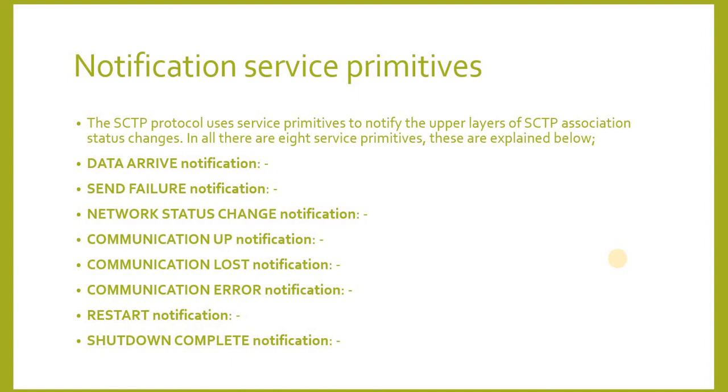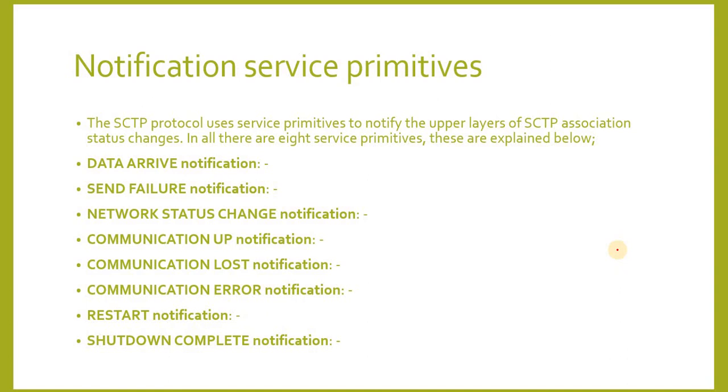Network status change notification. This is used when a destination transport address is marked inactive, e.g., when SCTP detects a failure, or marked active, e.g., when SCTP detects a recovery. Communication up notification. This is used when SCTP becomes ready to send or receive user messages, or when a lost communication to an endpoint is restored. This is the case when an SCTP association is considered established.